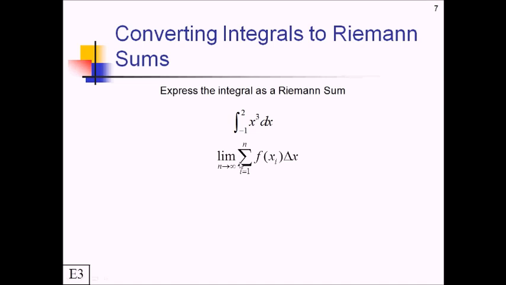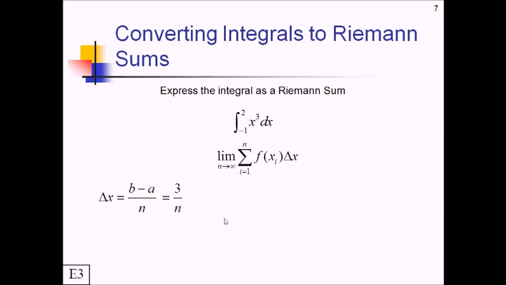So here's our Riemann sum notation that we're going to turn everything into. And we're going to find delta x first. So that's going to be b minus a over n. So in this case, 2 minus negative 1 over n. That's 2 plus 1 over n, so 3 over n.